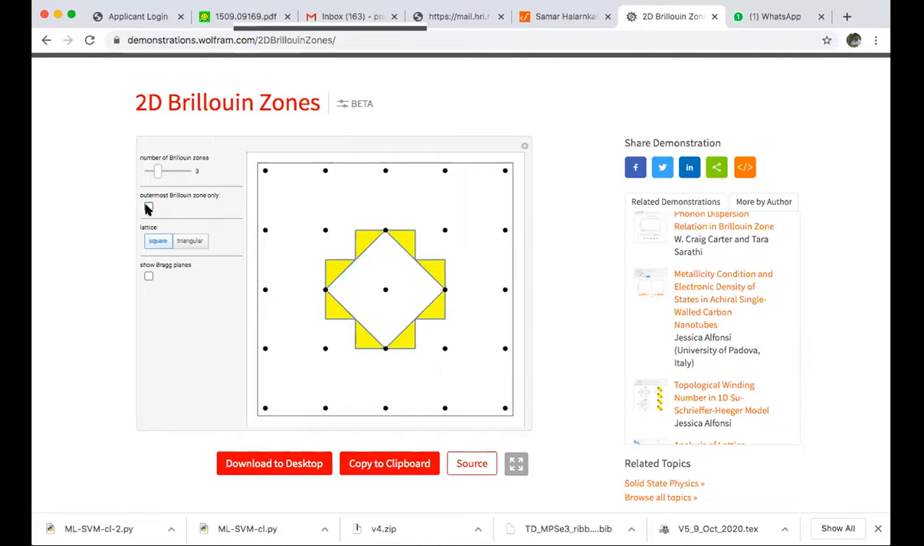And the point is that the definition is that the nth Brillouin zone is such that you can reach points in that Brillouin zone by crossing n-1 Bragg planes, but no fewer. You have to cross at least n-1 Bragg planes to reach the points that constitute the nth Brillouin zone.